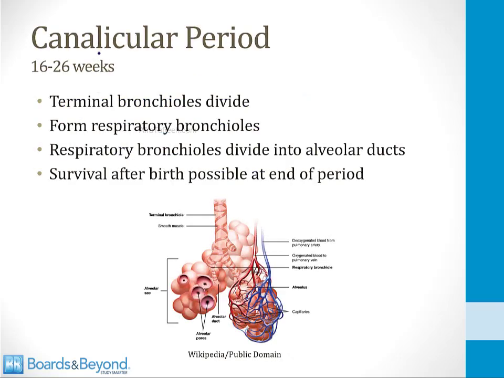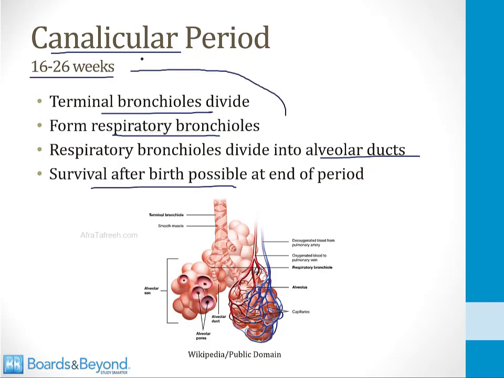Now let's talk about the next phase of lung development. That's the canalicular period. This occurs from 16 to 26 weeks in utero. During this period, the terminal bronchioles divide and start to form those respiratory bronchioles, and those bronchioles divide and start to form alveolar ducts. And at the end of this period, you're starting to get some alveolar structures, and survival after birth is possible. So basically, 26 weeks is about the earliest a baby can be born prematurely and survive, and that's because it takes this long for alveolar type structures to develop so the baby can breathe.